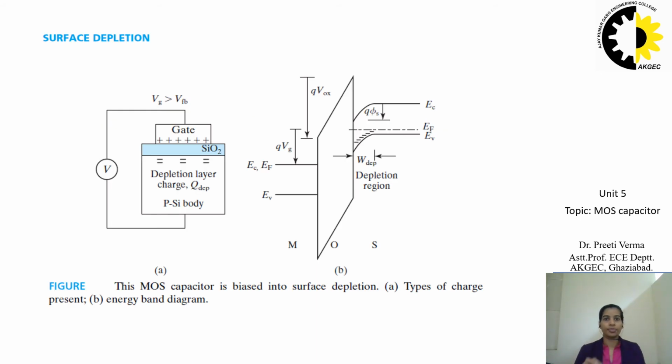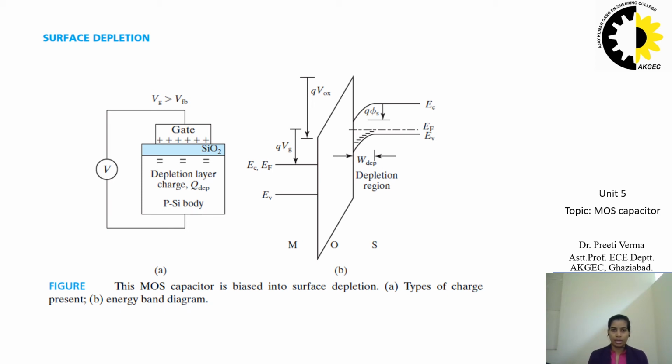Surface depletion. How would the figure change if a more positive Vg than Vfb is applied? The band diagram on the gate side will be pulled downwards, as you can see in figure B. Clearly there is now a depletion region at the surface because Ef is far from Ec and Ev, and electron and hole densities are both small. This condition is called surface depletion. The depletion region has a width Wdep.